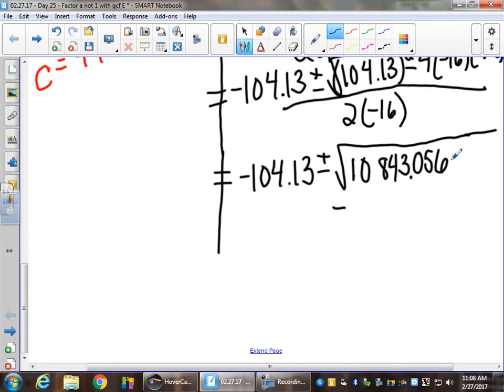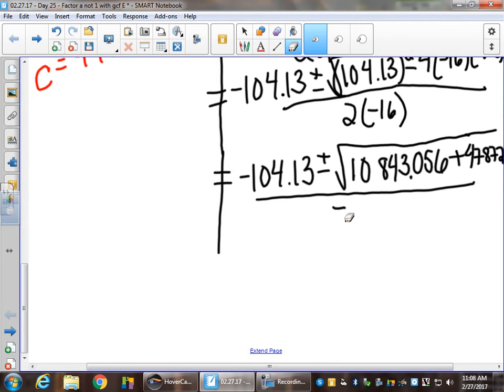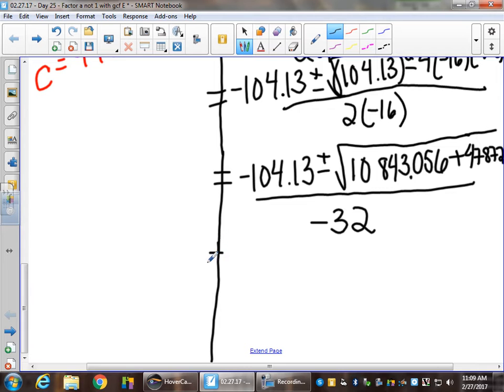Is my sign going to be negative or positive? We have a negative times a positive. What happens when you multiply 4, 16, and 748? Positive, right? And what's the number? 47,872. 2 times negative 16? All right, on your own, simplify it further. Figure out what's under the square root and then square root it.